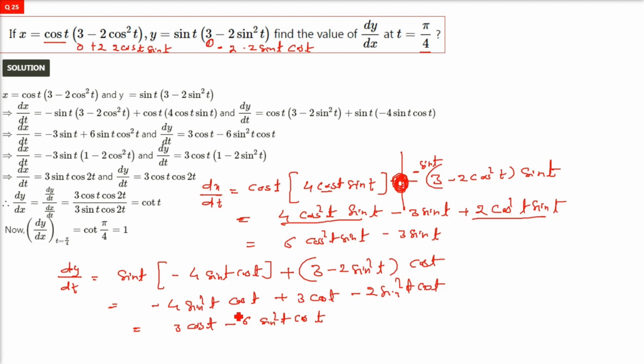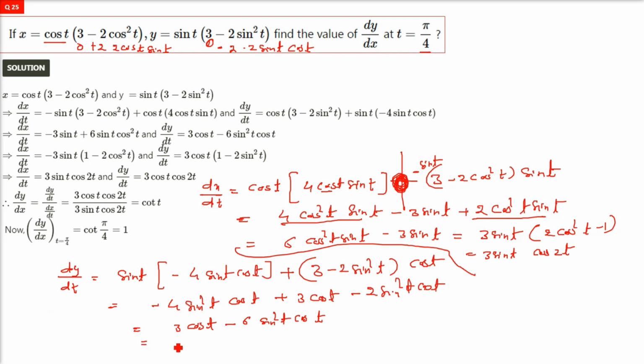Now you see, if we take certain things common, we will get a formula here. If I take 3 sin t out in dx by dt, inside you will get 2 cos squared t minus 1. So 3 sin t and 2 cos squared t minus 1, or is it 1 minus 2 cos squared t and 2 cos squared t minus 1? It is cos 2t. We have already seen this in a previous discussion. Here also 3 cos t I will take outside, and then 1 minus 2 sin squared t. So 3 cos t, 1 minus 2 sin squared t is what? It is the same thing, cos 2t.